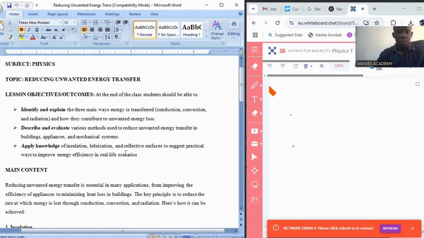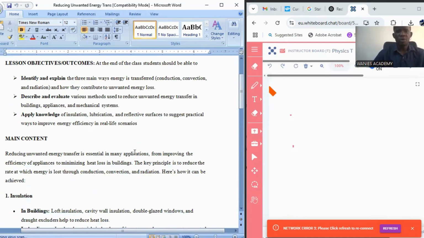So let's go on. How do we reduce unwanted energy transfer? Reduction of unwanted energy transfer is essential in many applications. From improving the efficiency of an appliance, you see, when you reduce the quantum of energy that is wasted, then you make the appliance more efficient, and also to minimize heat loss in various buildings. Now, the key principle is to reduce the rate at which energy is lost. Now, how do we reduce it? Then we need to consider how energy is actually transferred.